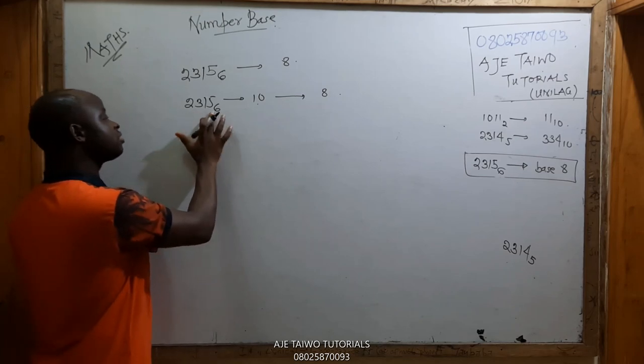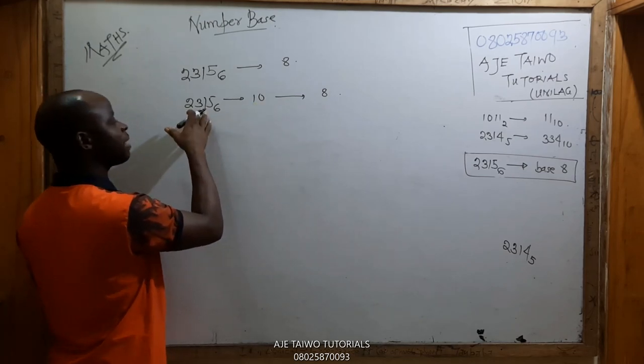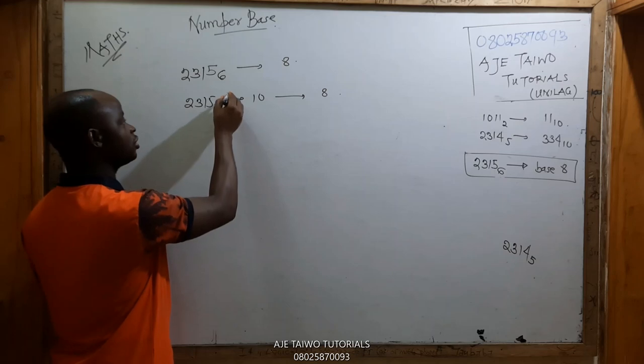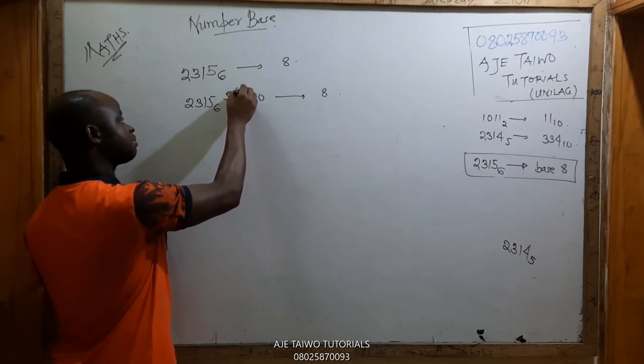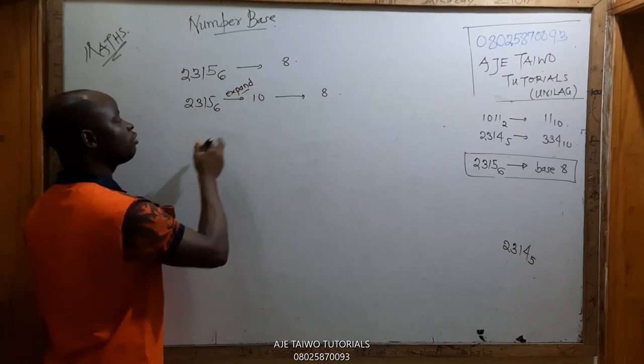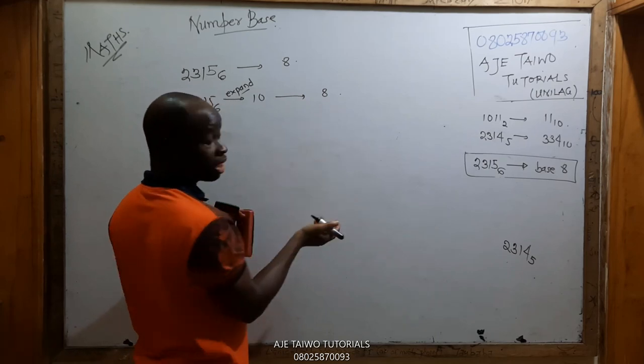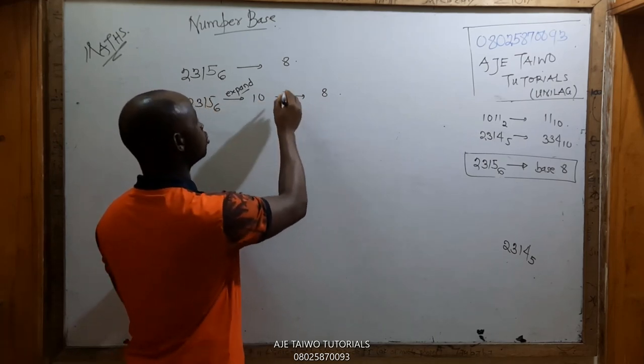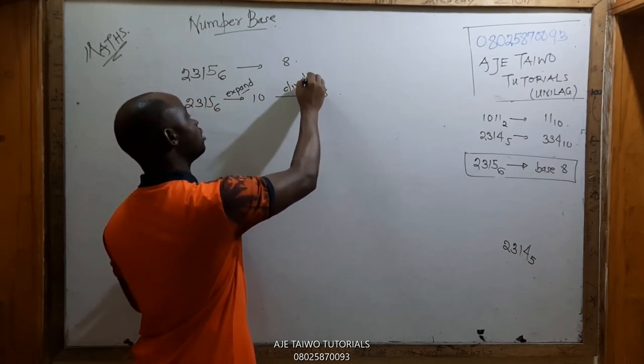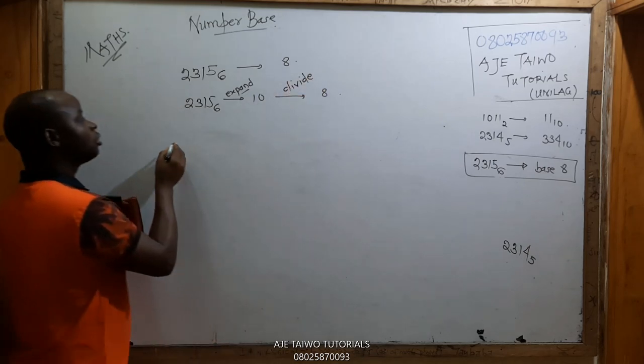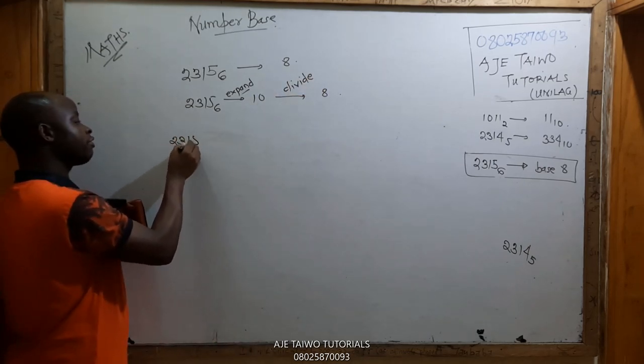To go from base 6 to base 10, what do you do? Do you expand or divide? We expand. To go from base 10 to another base, what do we do? We divide. So let's first do 2315 in base 6.